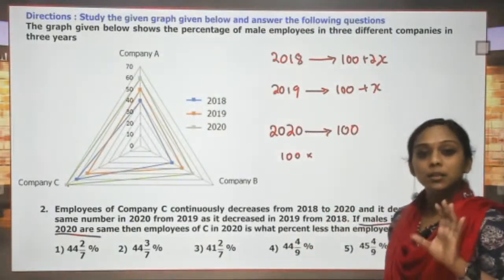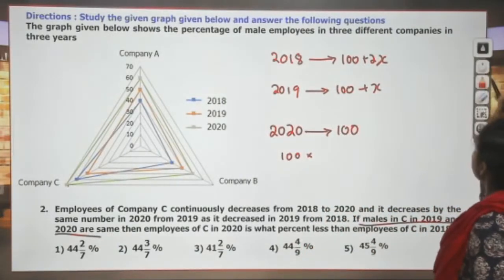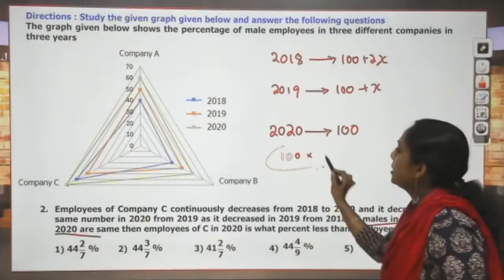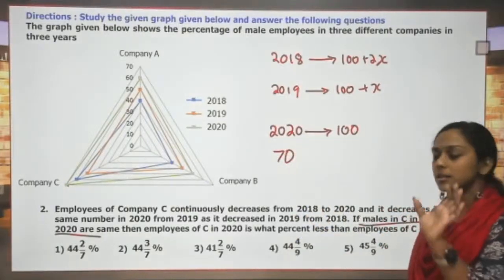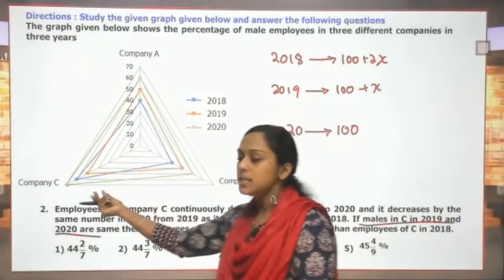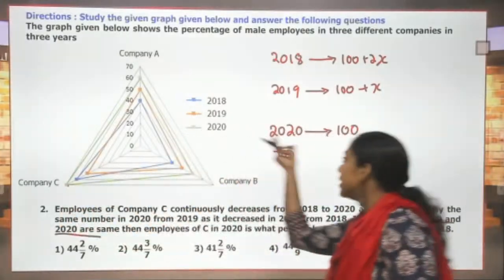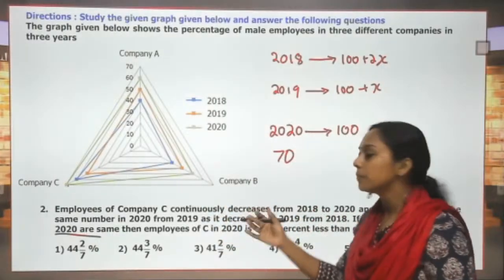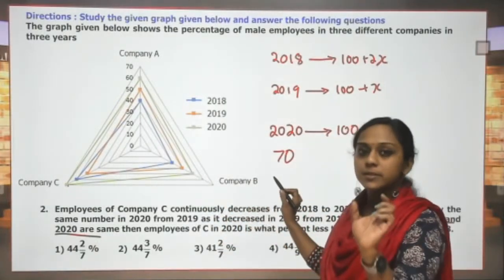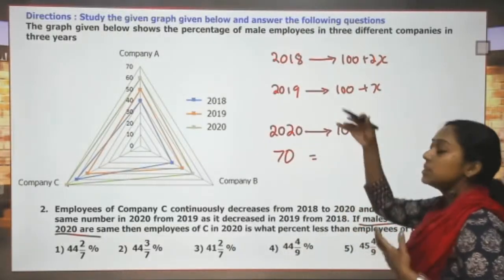Okay, that is 70. 70% of 100 means that is 70 itself. So the number of male employees in company C during the year 2020 is 70. You can write it directly as 70 because you have taken the total employees as 100. So 70% of 100 is 70 itself. So the number of male employees in 2020, 70, is equal to the number of male employees in 2019.